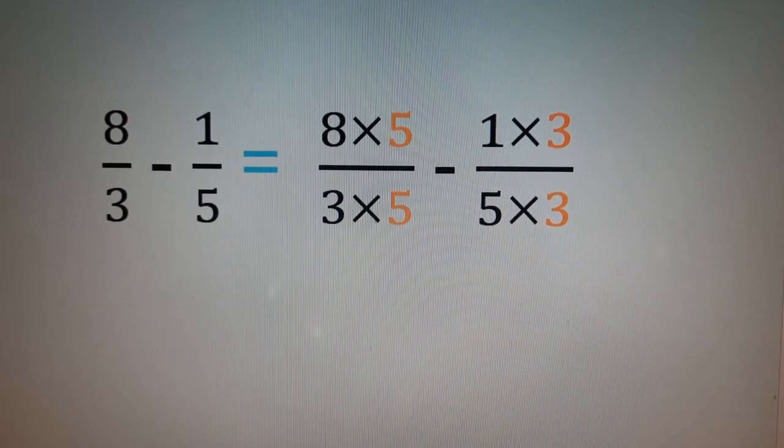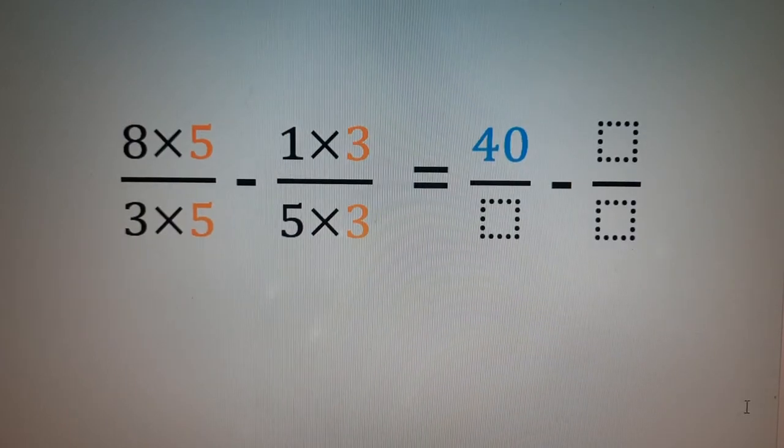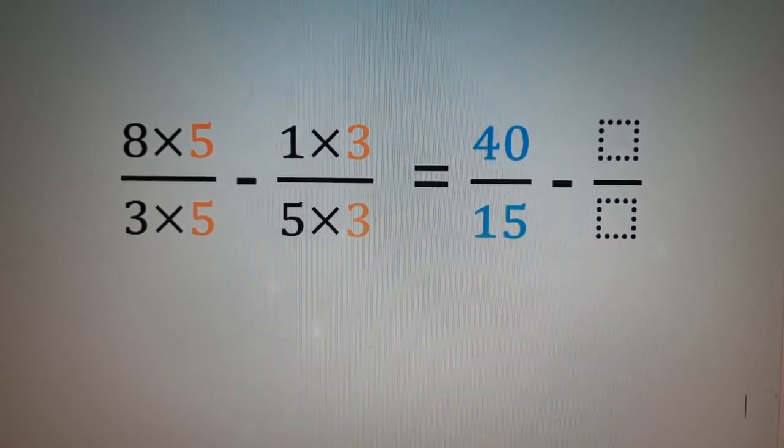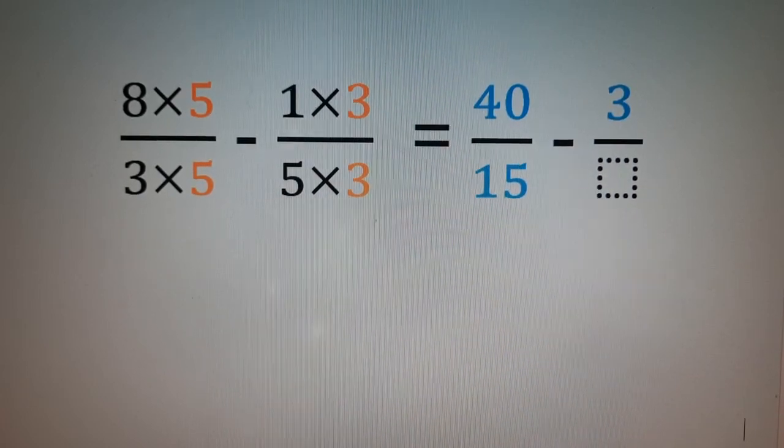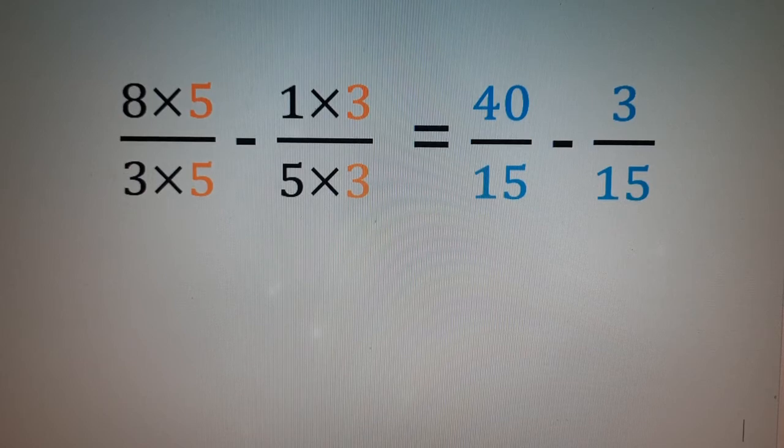Now you can simplify. 8 into 5, 40. Then 3 multiplied by 5, 15. 40/15 minus 1 into 3, 3. 5 into 3, 15. Then 3/15.